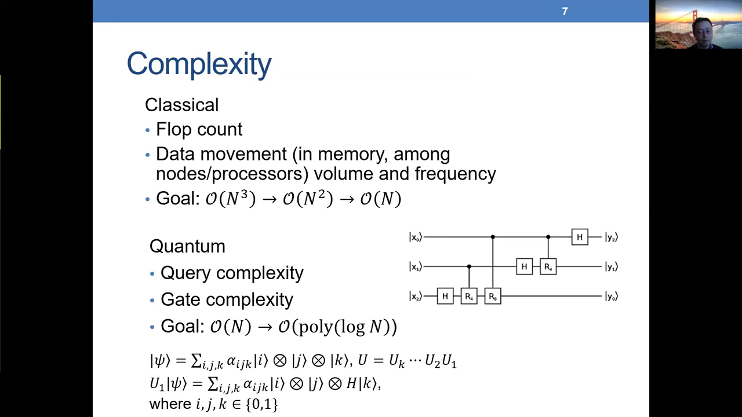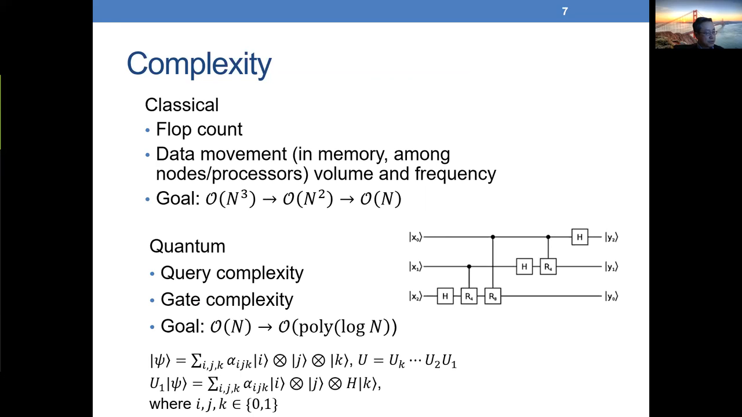For example, multiplying a diagonal matrix with a vector only costs order n operations, and we consider that to be very efficient. But on a quantum computer, even that is not necessarily considered efficient. So on a quantum computer, we typically talk about query complexity and gate complexity.